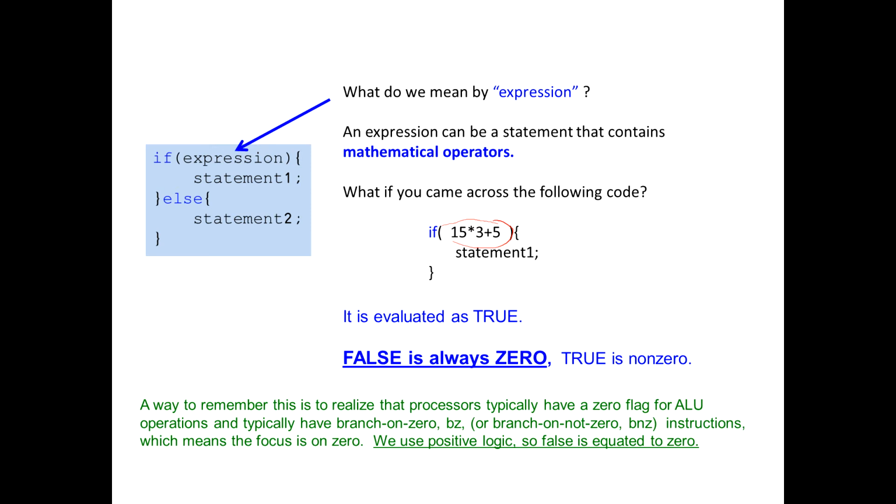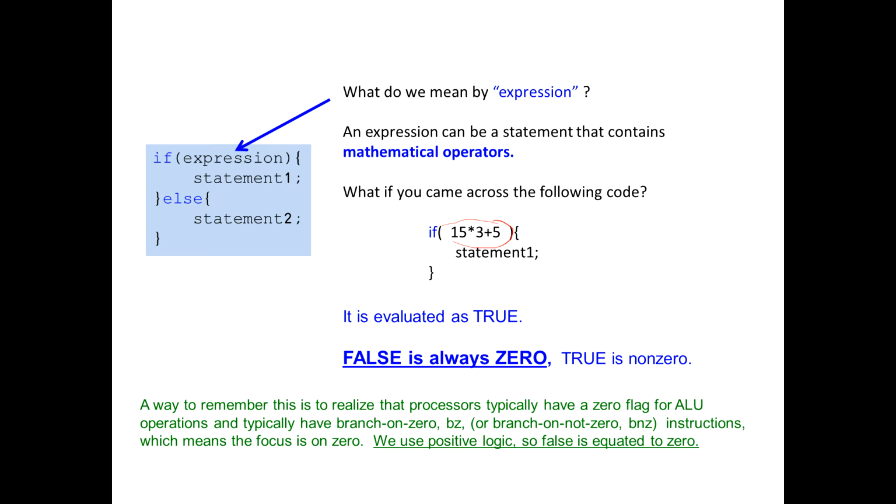Typically there's a 0 flag. So any arithmetic operations that are done, it will say, oh, is the result 0? And if it is, there will be a flag set. And so this is where branching can take place, whether it's branch on 0 or branch on not 0. But the focus is on 0.